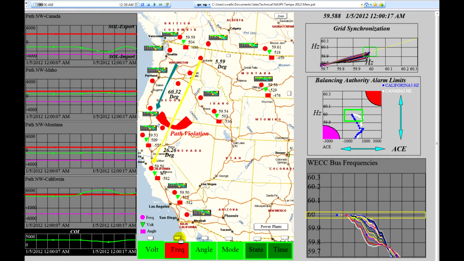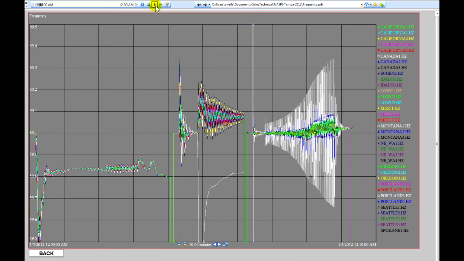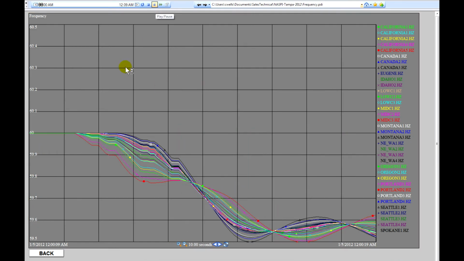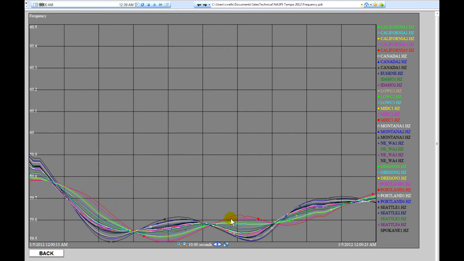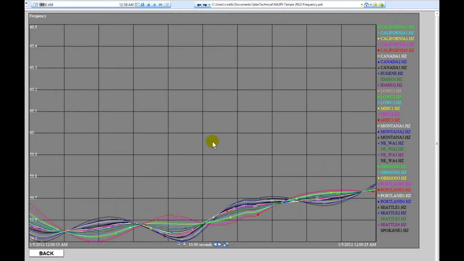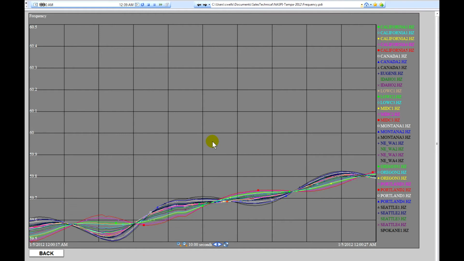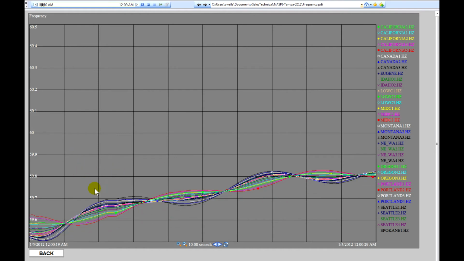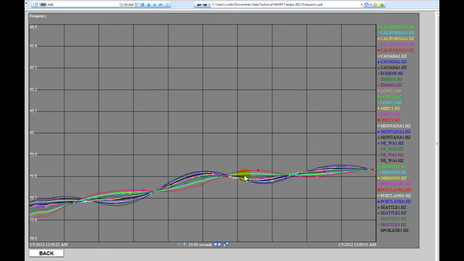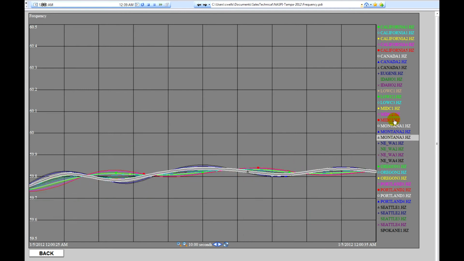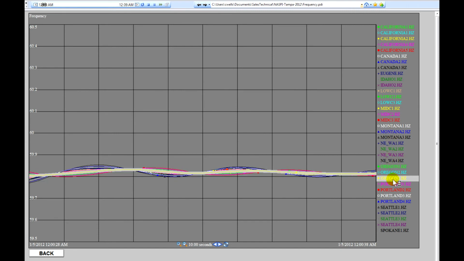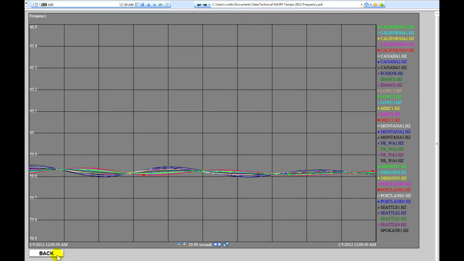The next thing we'll look at is the frequency, and we'll play the frequency in real time, and we'll see there's a sudden drop in frequency, which means that there's a sudden loss of load, a sudden loss of generation, and the frequency is sagging and it's returning to its steady state value of around 59.8. The operator can then investigate which frequencies could cause the issue.